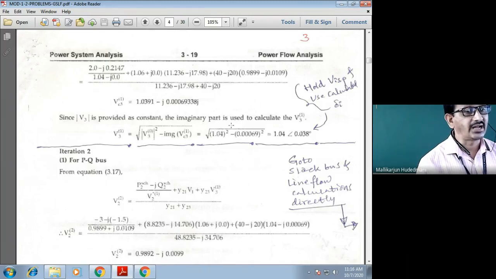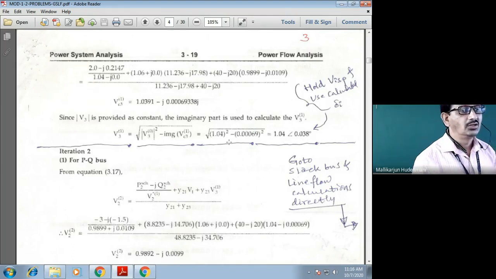Magnitude you have to reject and replace it by the scheduled value of the particular bus. 1.04 was given in the problem. That has to come as a final answer. And the angle you computed from the current step has to be carried forward. This is the change in the PV bus. So this has to be done.